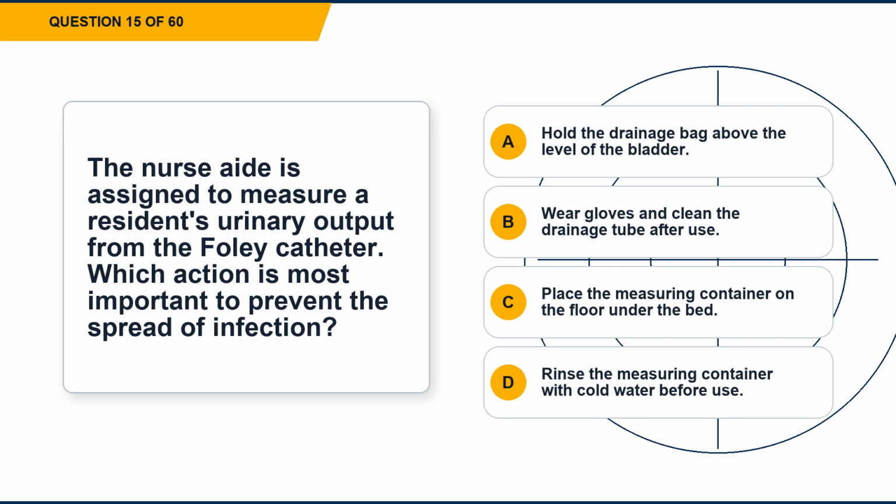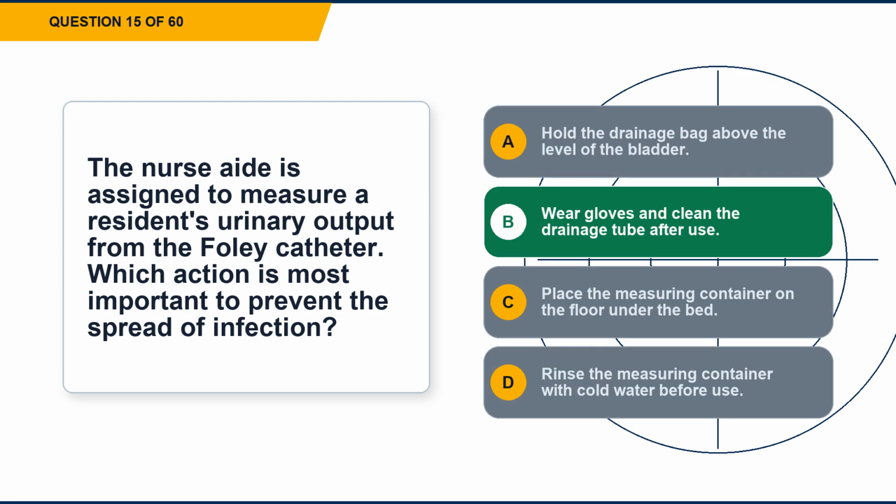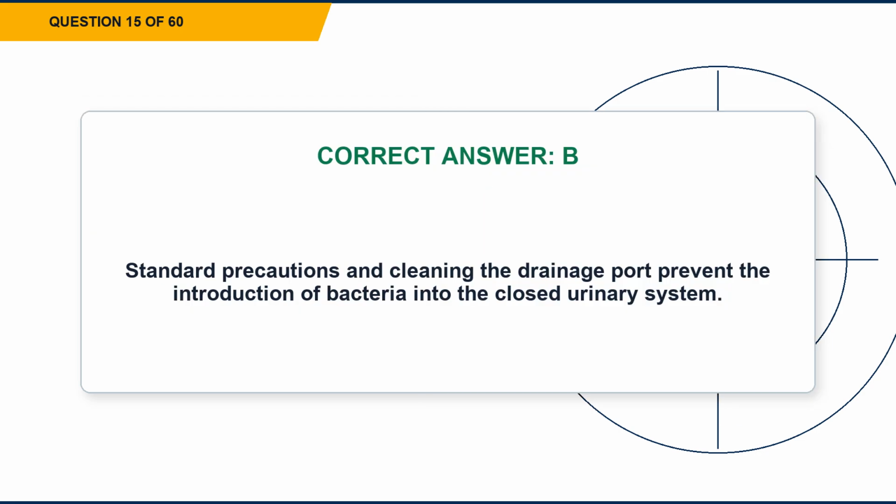Question 15. The nurse aide is assigned to measure a resident's urinary output from the Foley catheter. Which action is most important to prevent the spread of infection? Option A. Hold the drainage bag above the level of the bladder. Option B. Wear gloves and clean the drainage tube after use. Option C. Place the measuring container on the floor under the bed. Option D. Rinse the measuring container with cold water before use. The correct answer is option B. Wear gloves and clean the drainage tube after use. Explanation. Standard precautions in cleaning the drainage port prevent the introduction of bacteria into the closed urinary system.